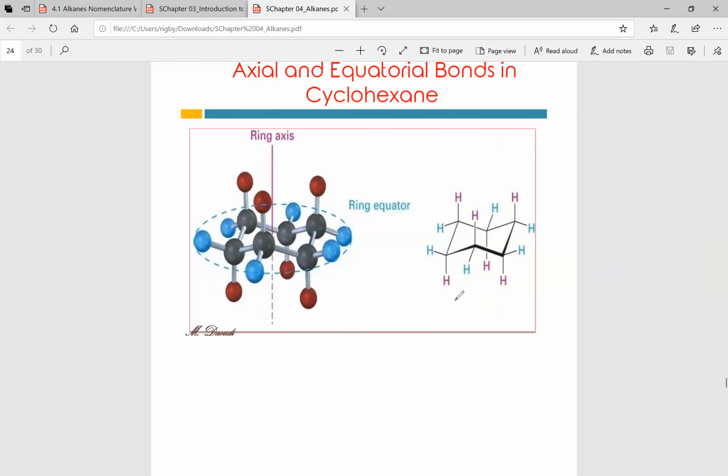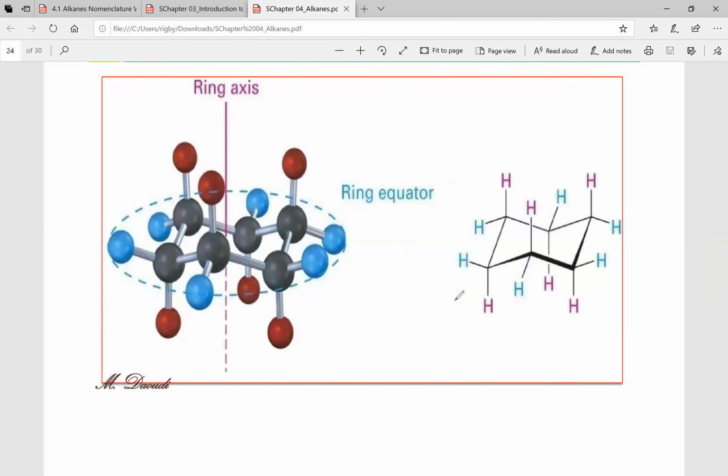So here's a better picture of it. And what I want to focus on real quick is the different kinds of carbons that we have here.